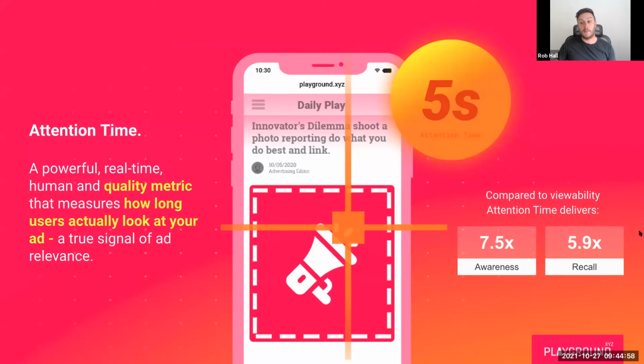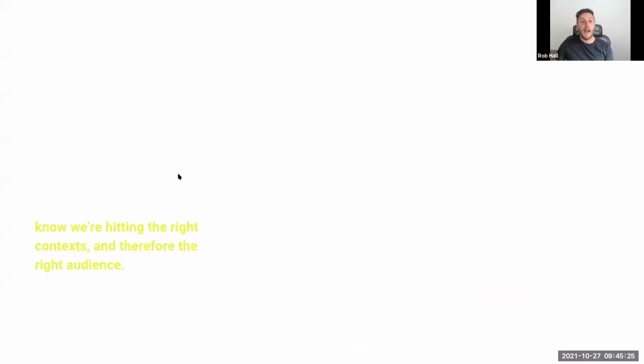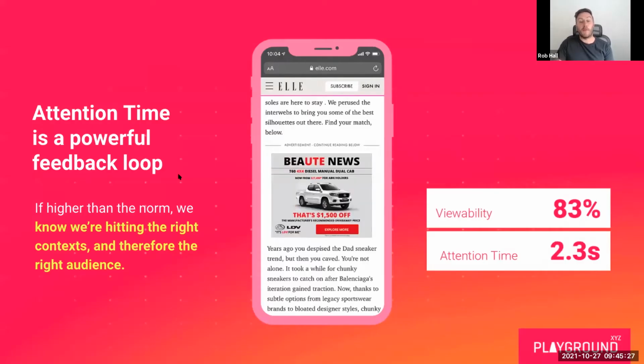Mike touched on this, but the power of attention-based metrics like this is pretty profound compared to things like viewability. If you measure the impact of attention time compared to viewability, it's 7.5 times more potent at driving awareness and 5.9 times more potent at driving recall. So the juice is definitely worth the squeeze when we're going after more attention time. It is, like I said, a very powerful feedback loop.